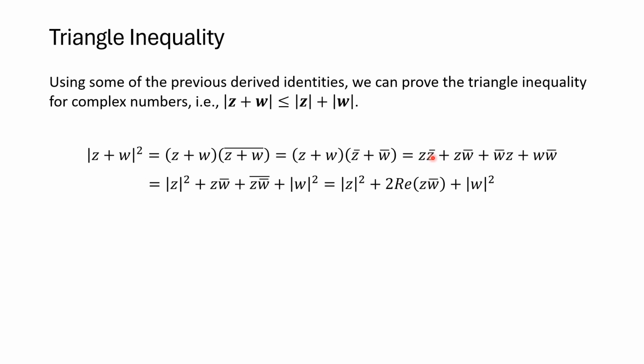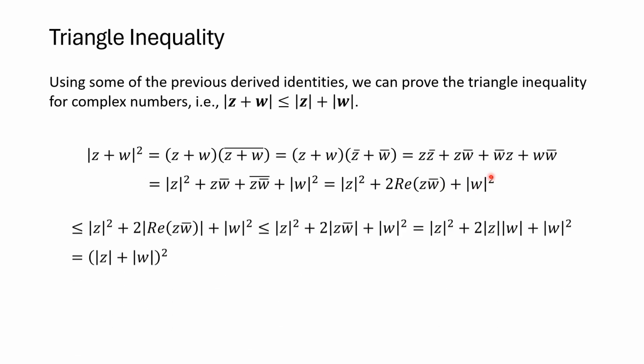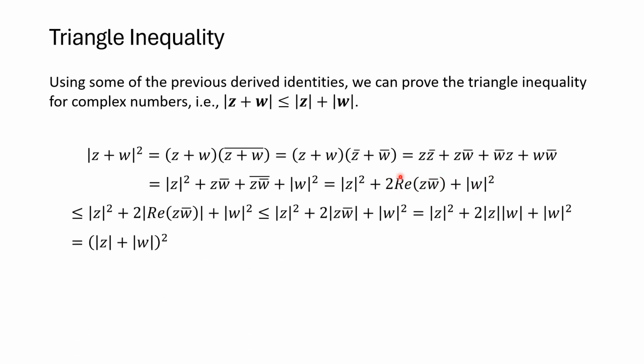And then z times z conjugate and w times w conjugate give us this term and this term here. We just bring the z times w conjugate down, and then we rewrite this term as the conjugate of z times w conjugate. And the middle two terms here, when we add them, it's basically a complex number plus its conjugate, and that equals 2 times the real part. We proved that before. Then this real part here could be negative, so it's less than the absolute value, which is why we get a less than or equal to sign.